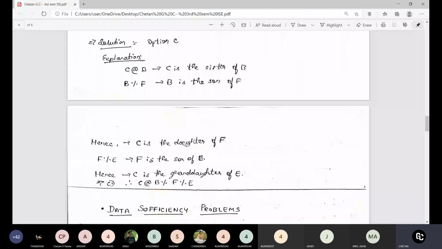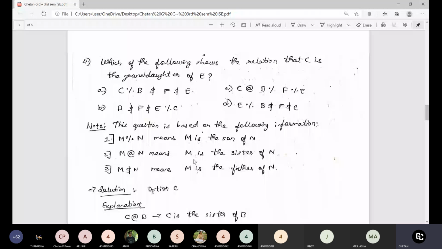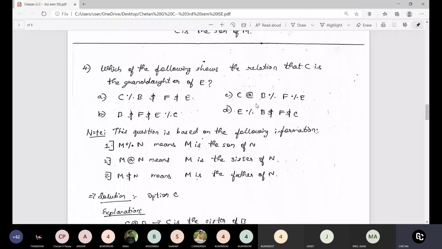That is C at B mod F mod E. So these are the related problems on blood relation. So next, moving on to the data sufficiency problems.